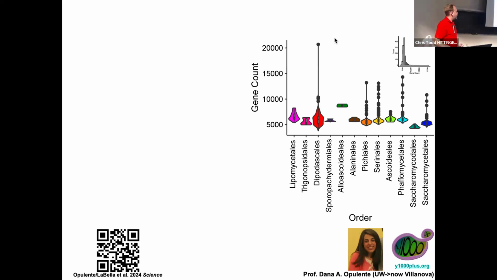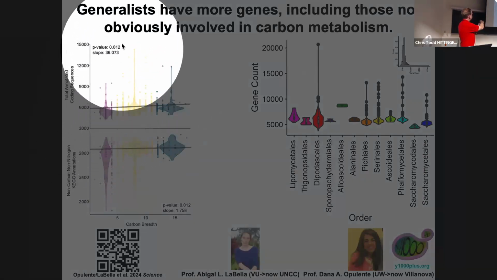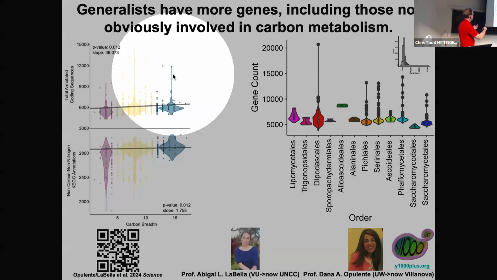Okay, so there's other things we can do with this other than just counting. We can ask if there's a correlation between the number of carbon sources and the number of genes, and there is, and it's statistically significant. So here we've got the number of coding sequences. It's not super significant, but there's a trend line there.